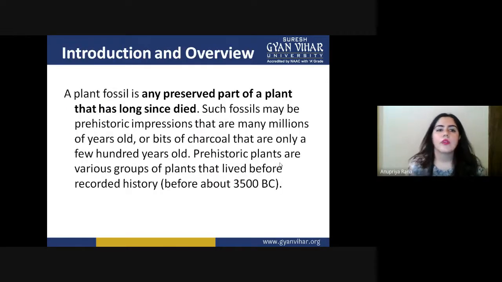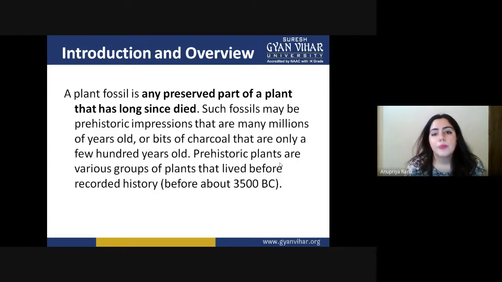Now, what is a fossil plant? A plant fossil is any preserved part of a plant that has long since died. Basically, these are not plants which are present in today's world. These are plants which were present on the earth, but in today's world they died a long time ago.